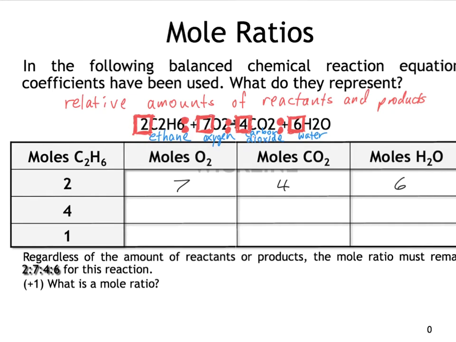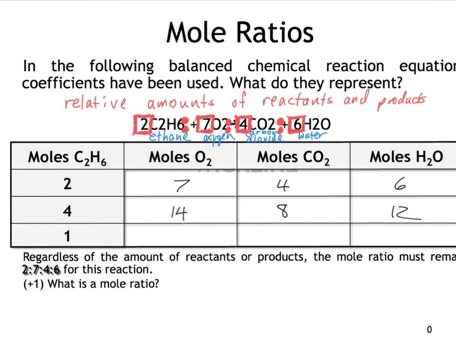But the ratios need to stay the same in order to keep the equation balanced. So if we're going to keep the ratios the same while doubling the ethane, then we'll need to double every other coefficient throughout the entire system of ratios. So instead of 2, 7, 4, 6, expect 4, 14, 8, 12.